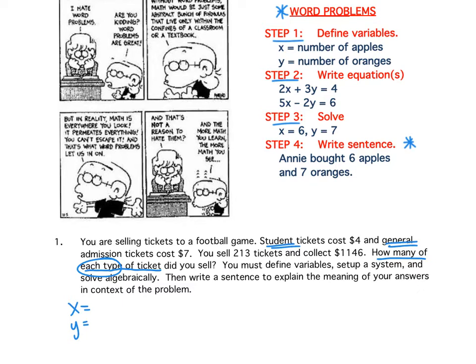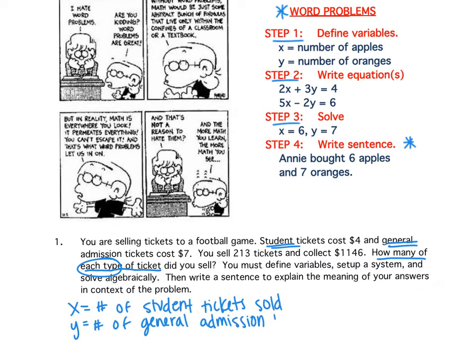Please don't write x equals student tickets. What about the student tickets am I looking for? I'm looking for how many. So x is the number of student tickets sold. And y is the number of general admission tickets sold. Okay, so that was our first step.